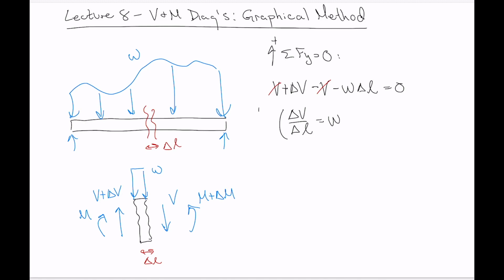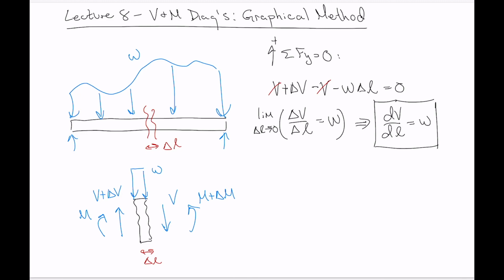Now let's take the limit of this as delta L goes to 0. And what do we get? We get that dV/dL equals W. Okay, so that's an important relationship right there. So in words, what that says is dV/dL, that's the incremental change in shear with incremental change in length.